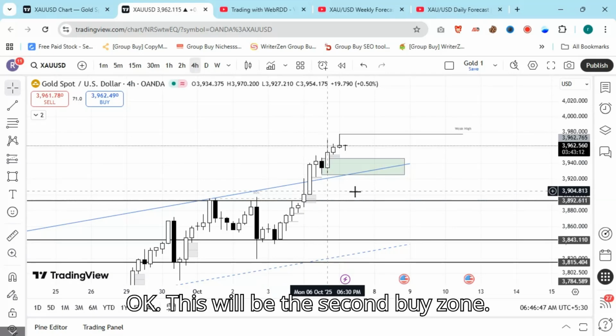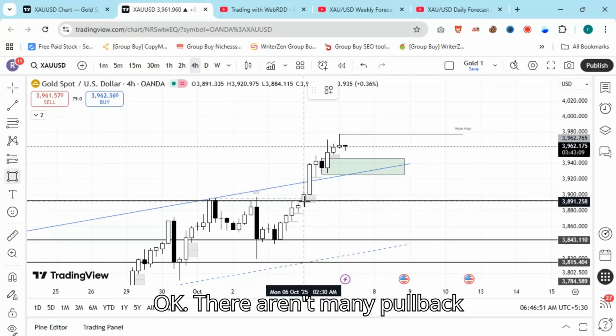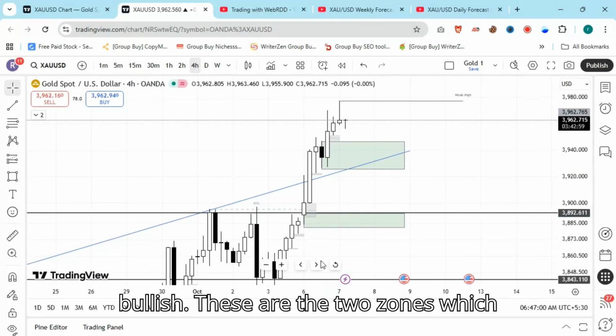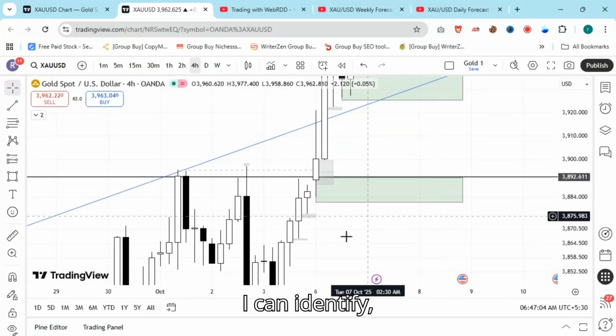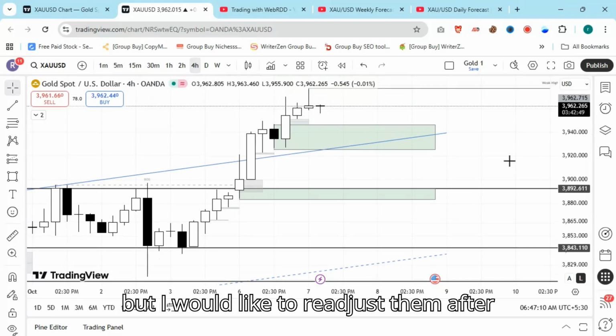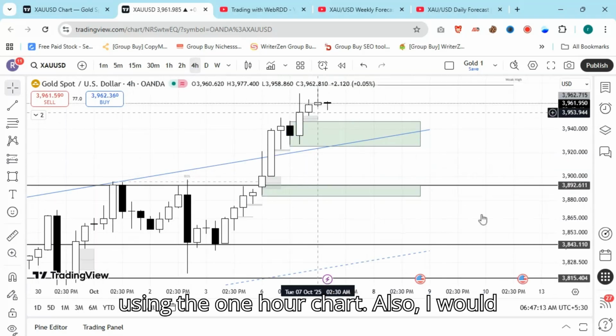Okay? This will be the second buy zone. There aren't many pullback areas to draw because the market is very bullish. These are the two zones which I can identify, but I would like to readjust them after using the 1-hour chart.